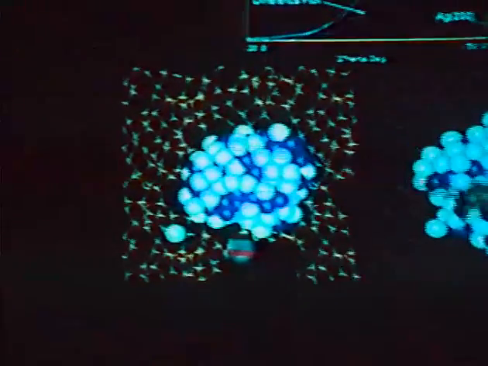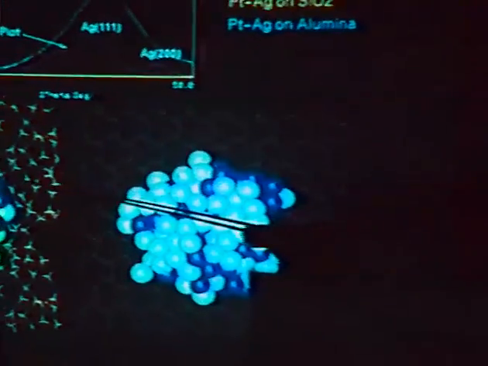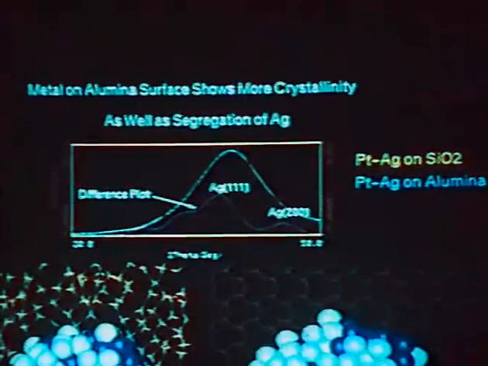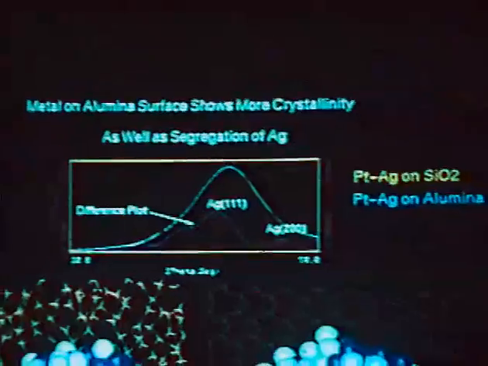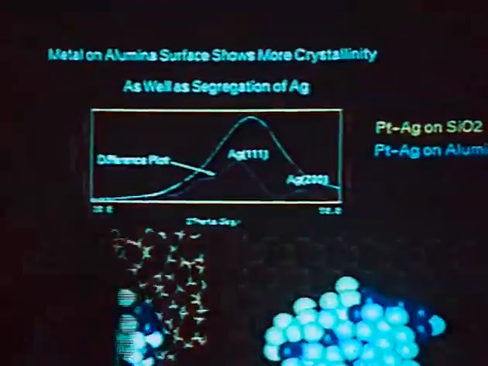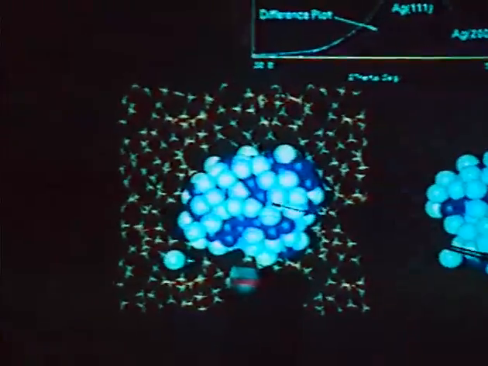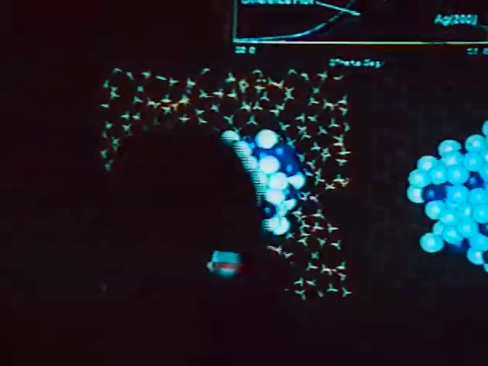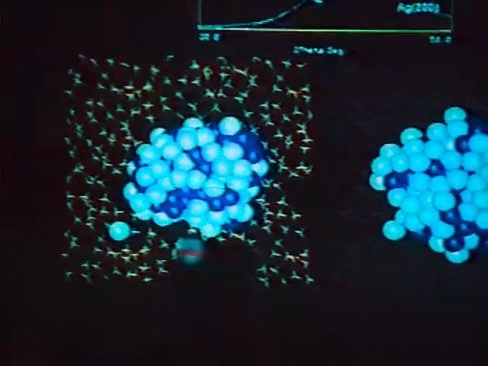And it turns out that the kind of cluster you get is dependent on the kind of support you have, because we calculated the diffraction pattern of this cluster. And we calculated the diffraction pattern of this cluster, which is the blue one, which looks amorphous too. So what we did afterwards is, supposing that this one was totally amorphous, we subtracted this pattern from this pattern. And what you get then is this purple curve.